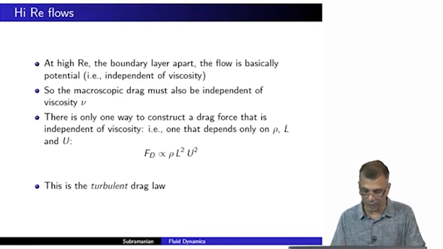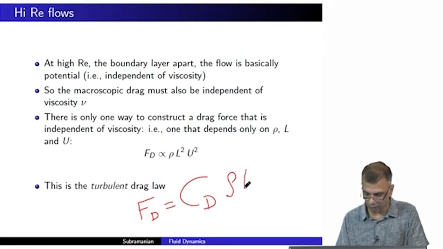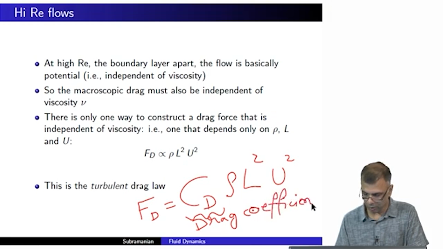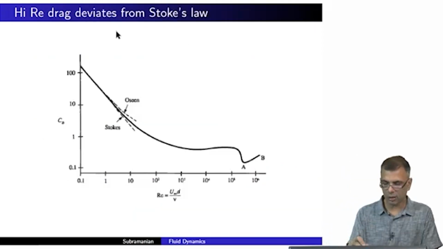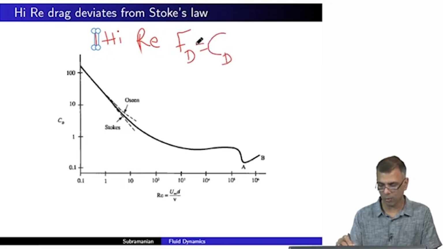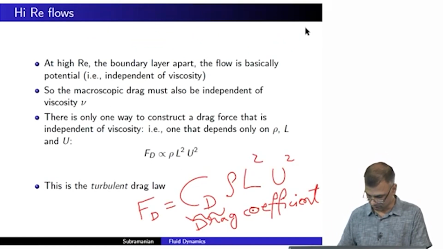I did not write this down on the slide, so let's write this down here. This is called C sub d times rho L squared U squared, and this C sub d is the drag coefficient. This was the quantity that was being plotted on the y-axis, and we'll come to this. The high Reynolds number drag law: now remember, I'm not writing a proportionality here anymore. I am writing the equality, rho L squared U squared. Just this.